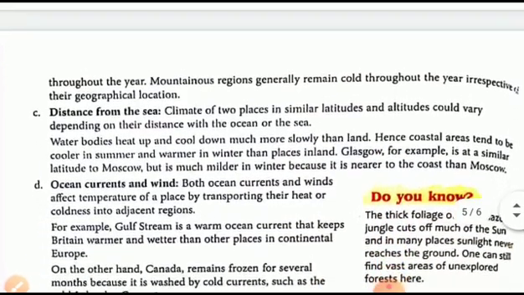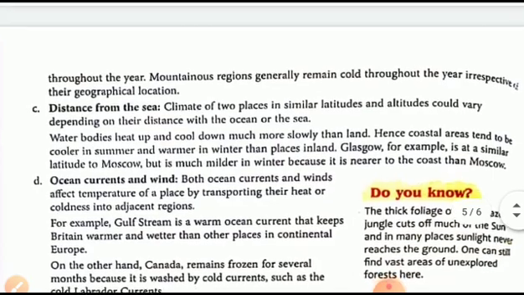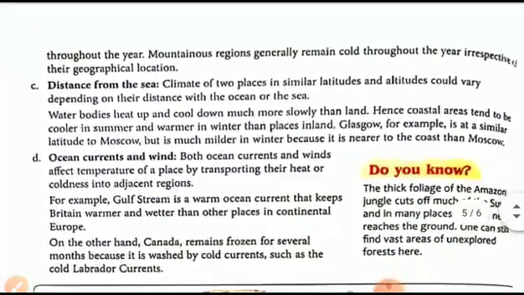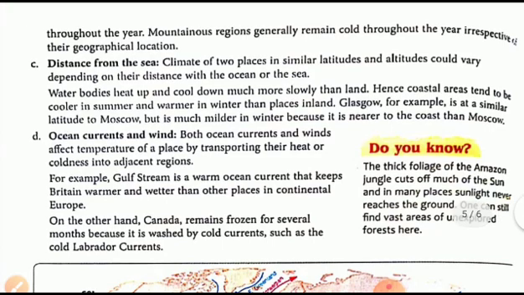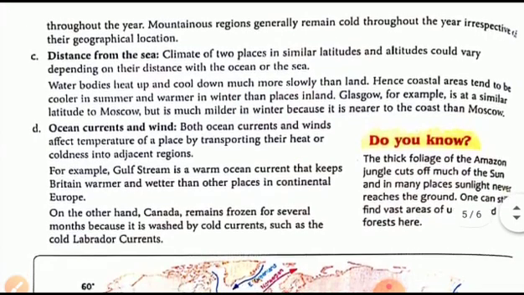Mountainous regions generally remain cold throughout the year irrespective of the geographical location. So that's why the mountainous region remains cold due to the height: at the height the temperature decreases. Number 3, the distance from the sea.